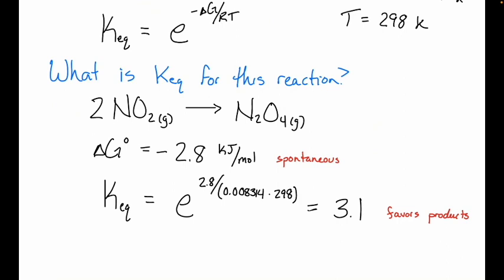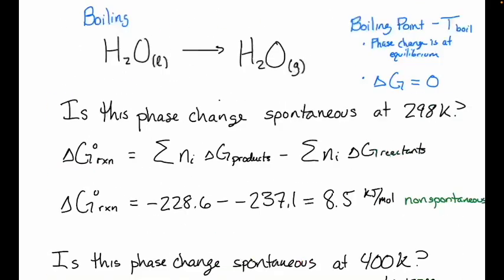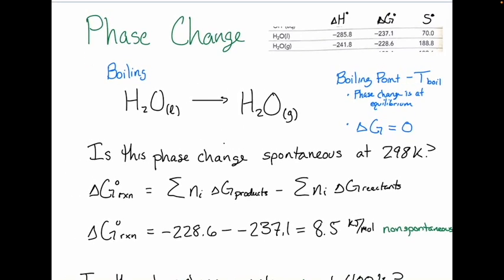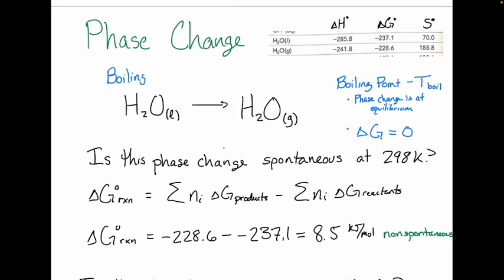Cool. So there's one more thing that we have to learn here about our thermodynamics. Let's go back to our phase change real quick. We first calculated the delta G of this reaction at 298 Kelvin, at room temperature, and found that it was non-spontaneous. And that checks out because we're not worried about our water in our water bottle spontaneously boiling here.